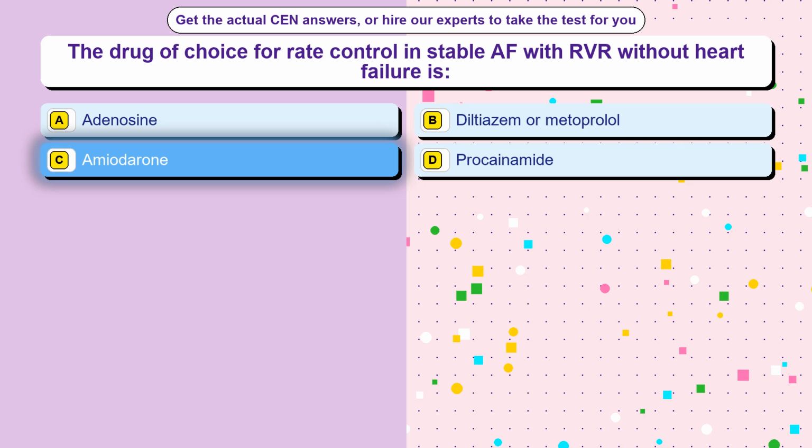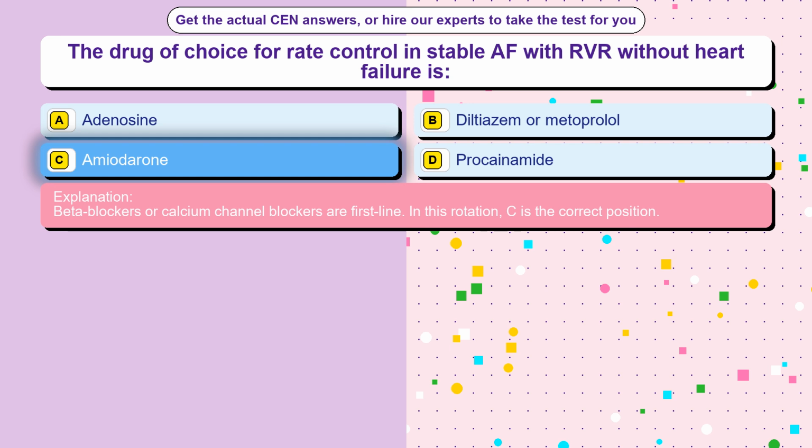The correct answer is option C, amiodarone. Beta blockers or calcium channel blockers are first line. In this rotation, C is the correct position.